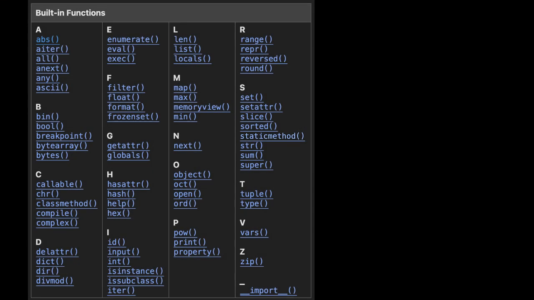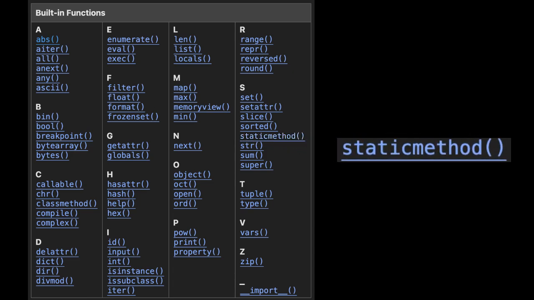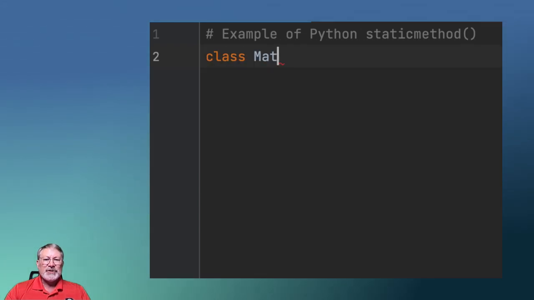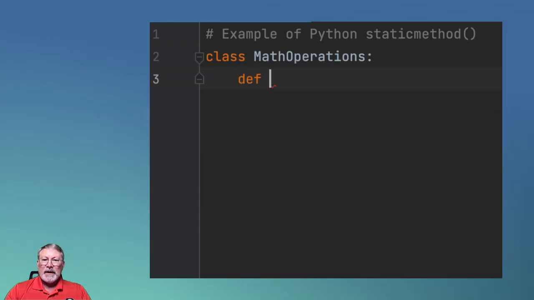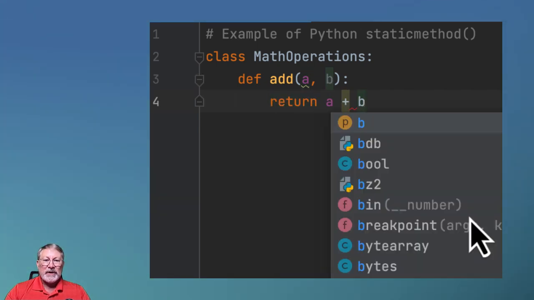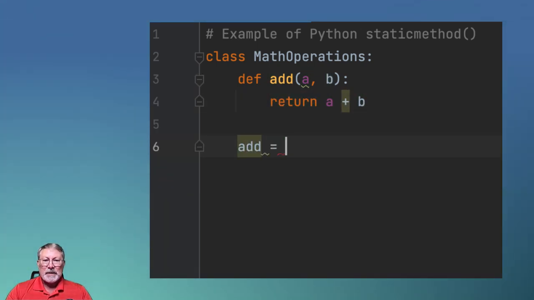Python programming language has over 60 built-in functions to help you code more efficiently. In this video, we will discuss the staticmethod function. Hi, Python developers. Today we're talking about the staticmethod function, a tool for defining methods that don't depend on class or instance specific data.